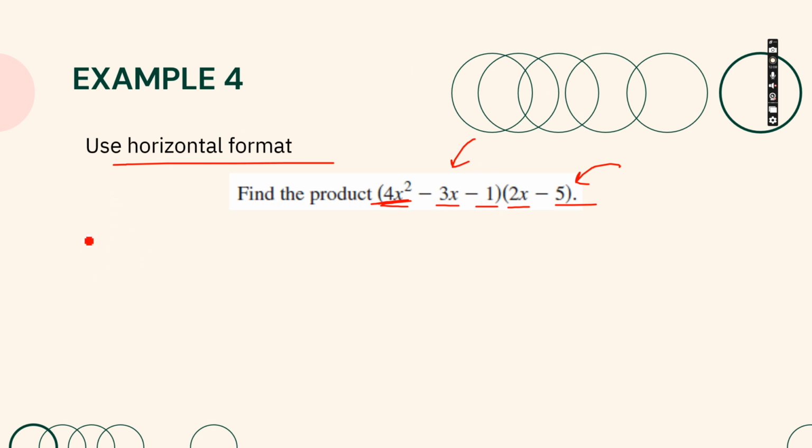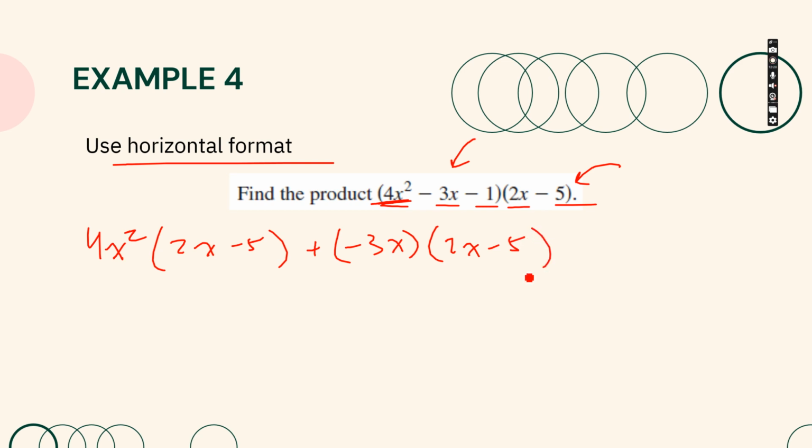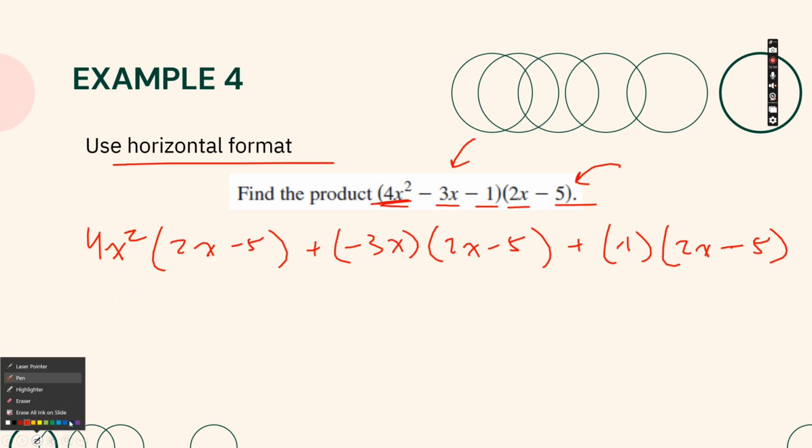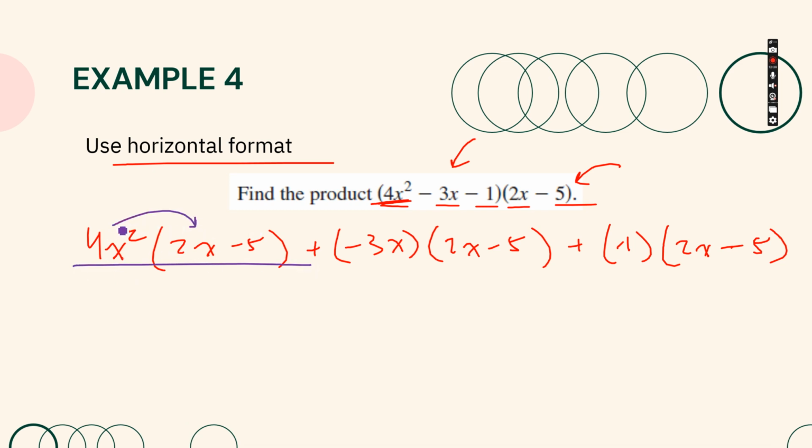It might look something like, for example, 4x squared times 2x minus 5 plus negative 3x times 2x minus 5 plus -1 times 2x minus 5. Then we'll just solve, right? Or rather, multiplying them and then solving by combining like terms. So in this case, if we're multiplying our first group here, we're taking 4x squared and multiplying with all the terms in here.